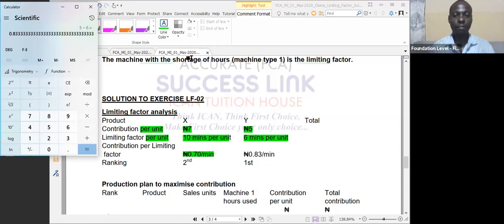So look at how you do it. Look at the rank. Rank them first, second. The product you rank as first is product Y. Product Y is ranked first. Now, how many units of Y is demanded from you? Look at it. You are demanded 15,000 units. So it means that you have 15,000 units of sales that is demanded from you.